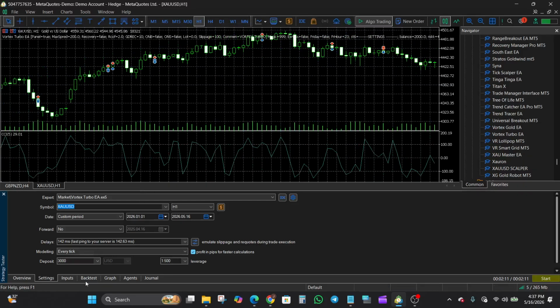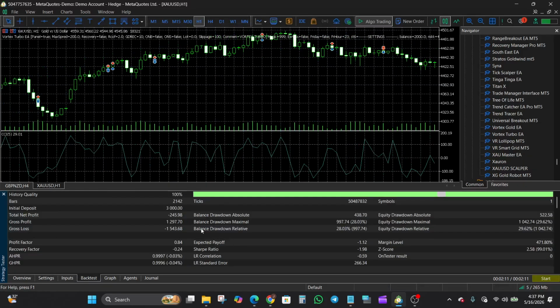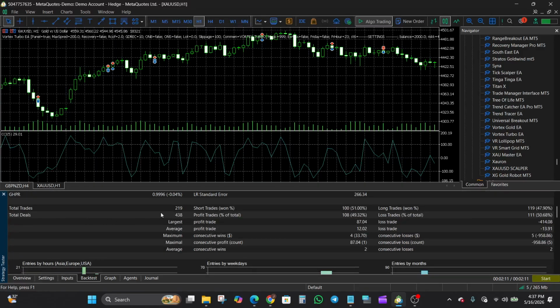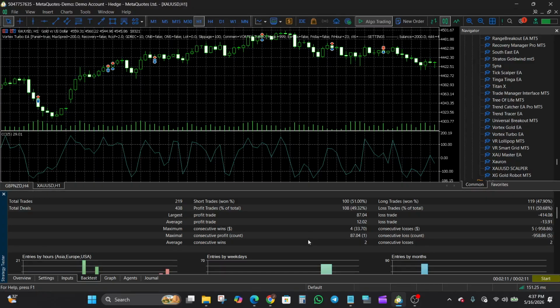candle. Okay, so now let's head over to the results, and we can see that from an initial deposit of 3,000 US dollars, the total net profit was negative 245.98, and then we had 219 total trades. Short trades were 100 with a 51% win rate. Long trades were 119 with a 47.9% win rate.